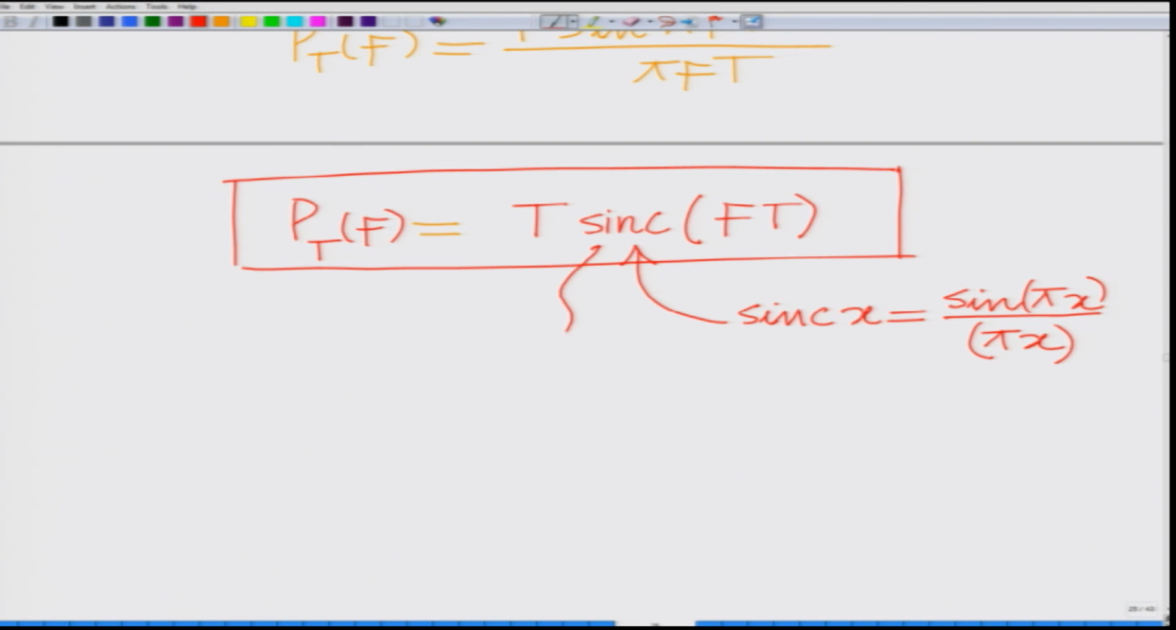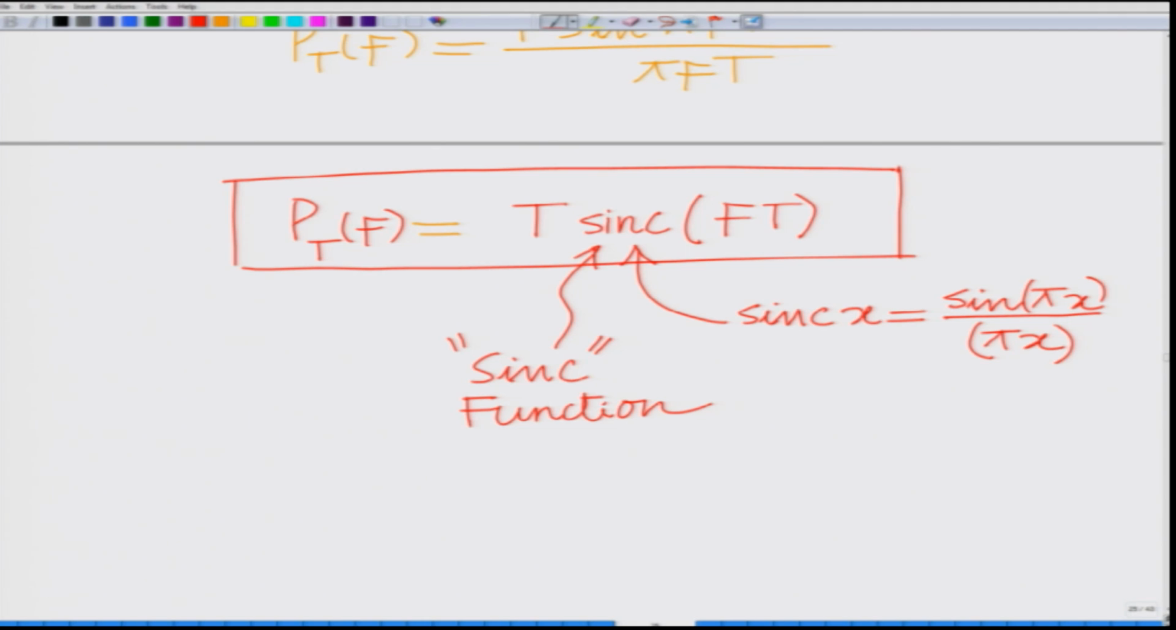Okay. So, this is simply known as the sinc, and it is useful to know the definition of this function, because we will frequently keep referring to this function, which is sin pi x by pi x. Therefore, it is useful to know the definition of this function.